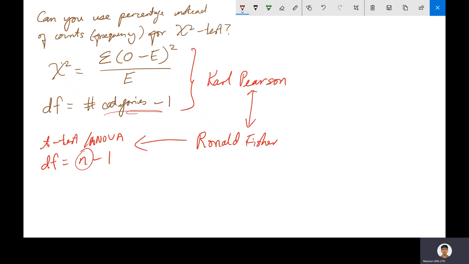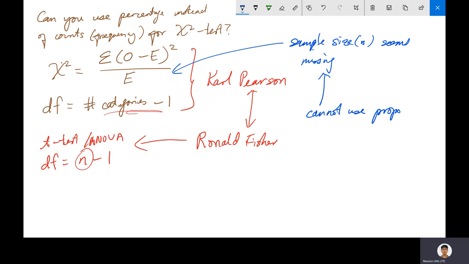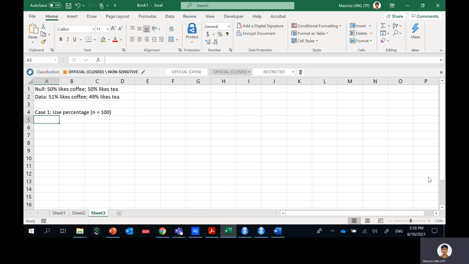However, as I mentioned, in your chi-square test, sample size seems missing. However, it's actually inside the equation, just that you never see it. Because it is not explicit in the equation, you cannot use proportions, percentages, or anything like that. You have to use counts because the sample size n is there.